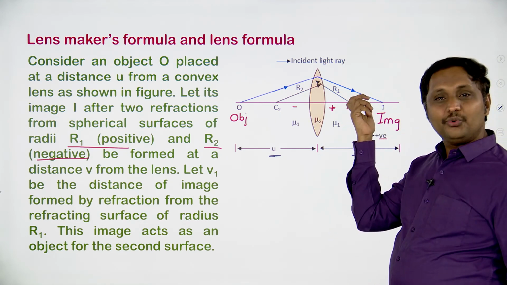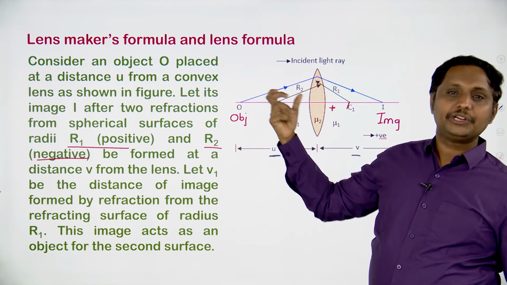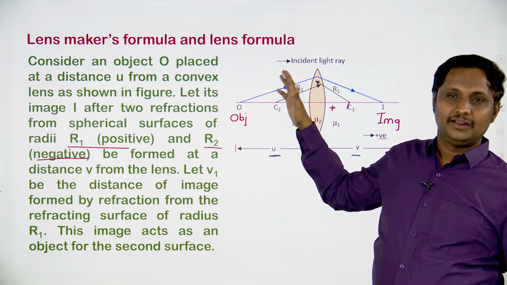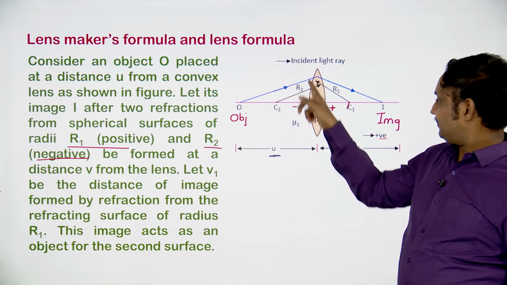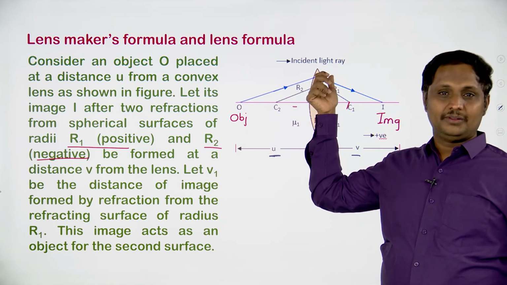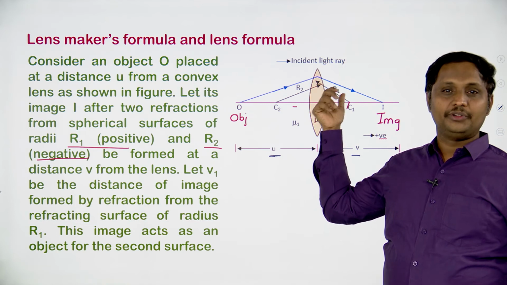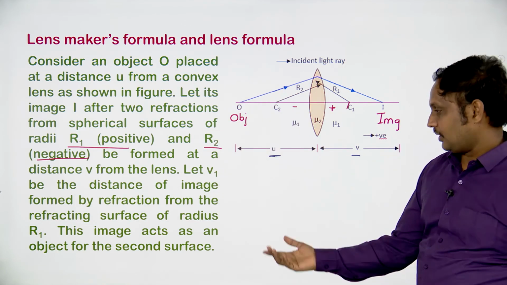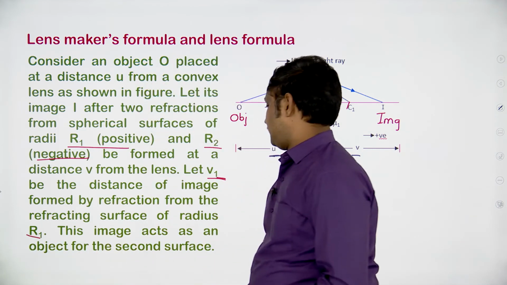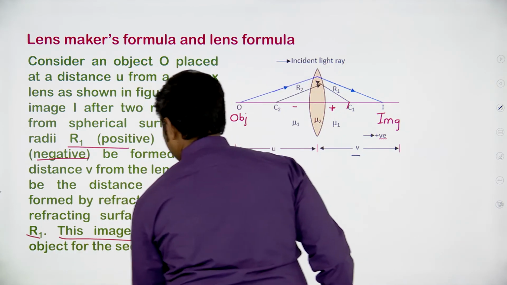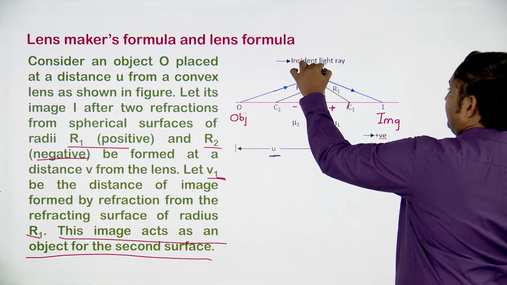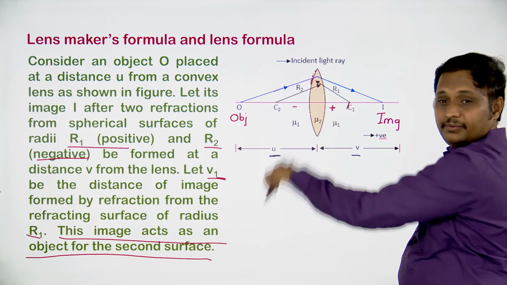This image is going to act as an object for the second curved surface. Very clear, right? You have to consider how this image is the object for the second curved surface. This acts as an object for the second surface, and this is the second surface.